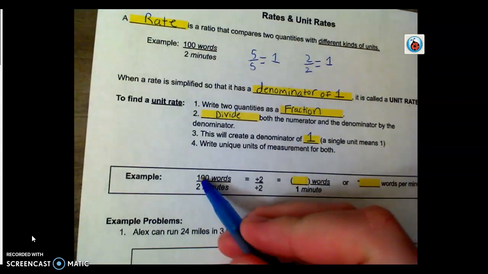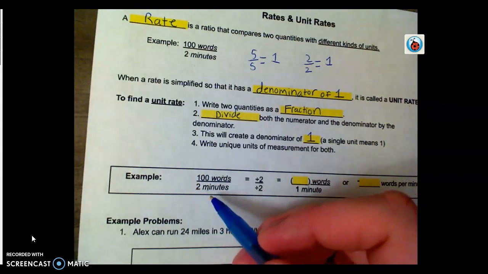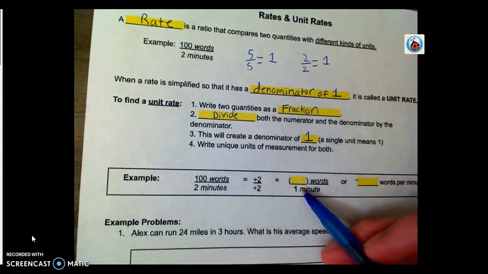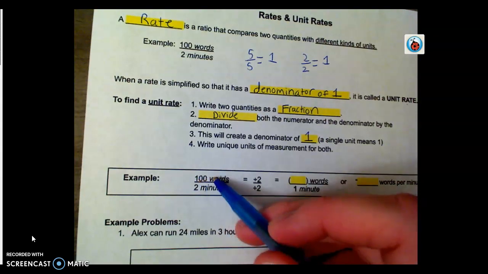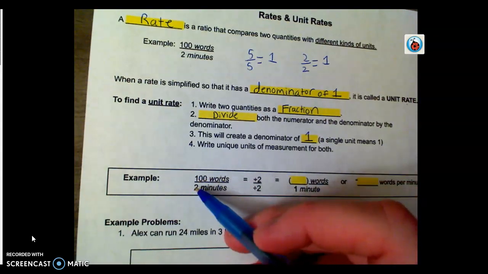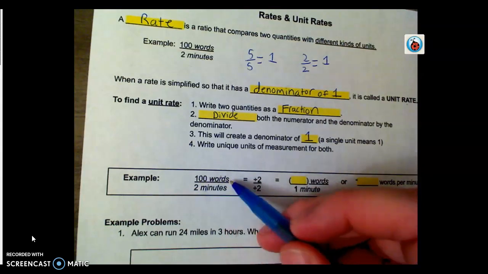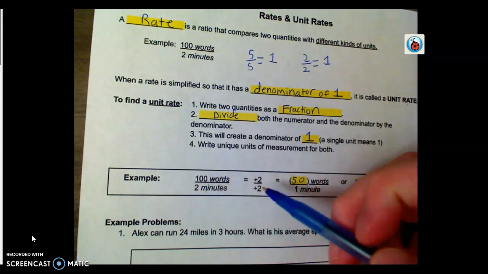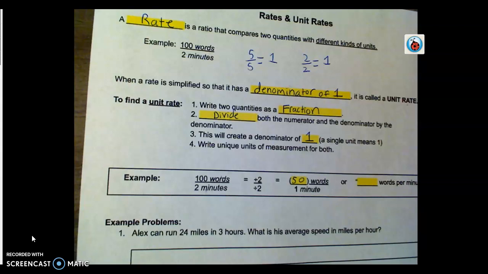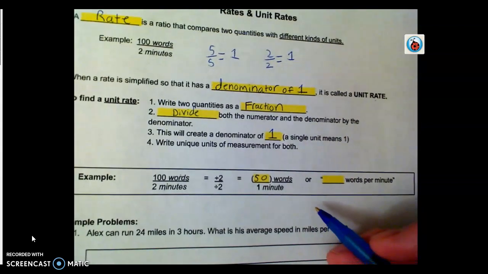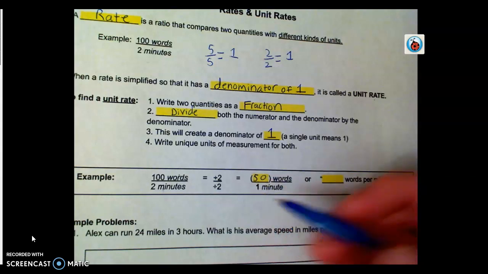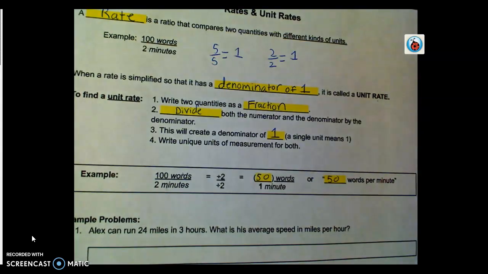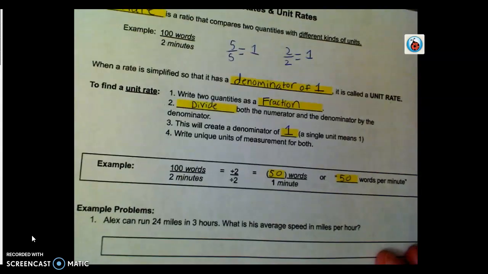So in this example of 100 words over 2 minutes, our goal is to figure out how many words you can type, or how many words it is, in 1 minute. So to do that, we divide the numerator by 2, and we divide the denominator by 2. 100 words divided by 2 comes out to 50 words. 2 minutes divided by 2 comes out to 1 minute. Or another way of writing this, 50 words over 1 minute, would be 50 words per minute.